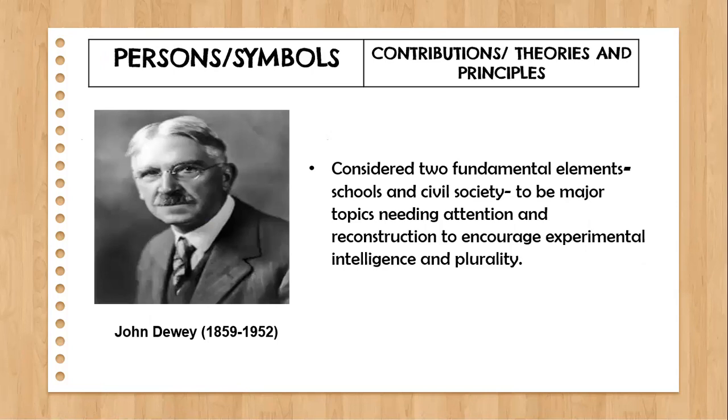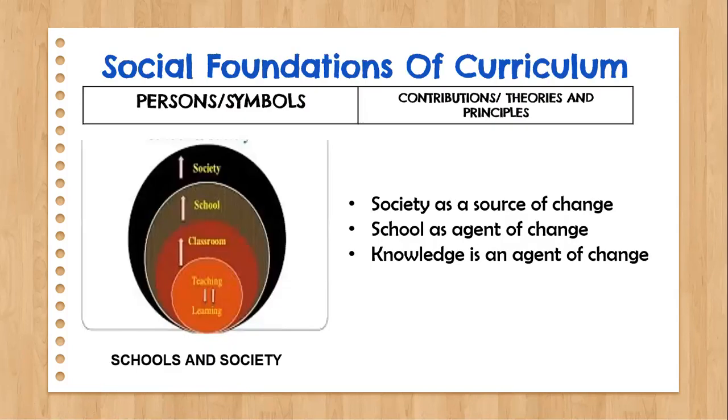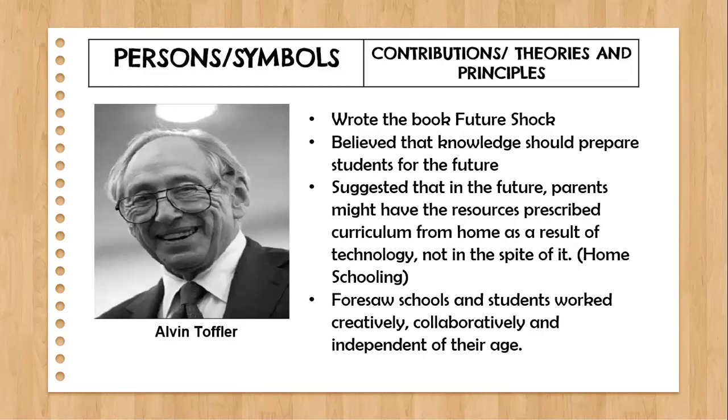So, muna siya. Next is John Dewey. John Dewey is a very famous person especially kanang mga tuto sa library sa ito mga teachers, no? Dito ta magklase din pa-memorize ang itong Dewey Decimal System. Now, muna siya si John Dewey ang proponent ito. And he considered the two fundamental elements, the schools and civil society, to be major topics needing attention and reconstruction to encourage experimental intelligence and plurality. So, ang i-consider ni John Dewey are these two fundamental elements ang school and civil society because he was thinking about the major topics that need attention and reconstruction. That is why we are including the society and the school in teaching and learning process or as foundation sa curriculum.